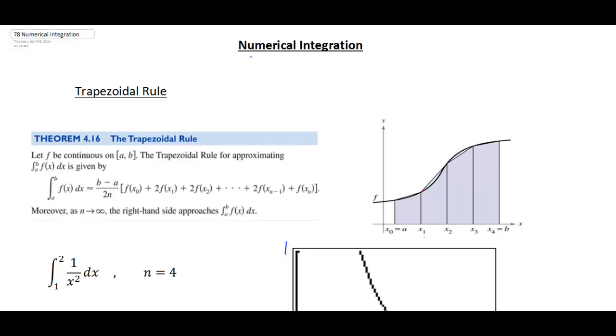This video is going to look at numerical integration, and we're going to look at two ways we can do that. One is using the trapezoidal rule, and the second will be using Simpson's rule. So let's start by looking at the trapezoidal rule.